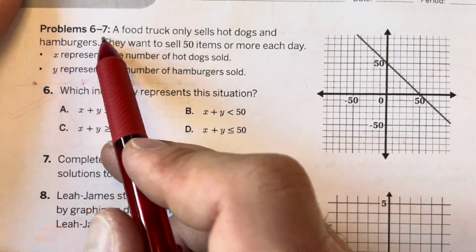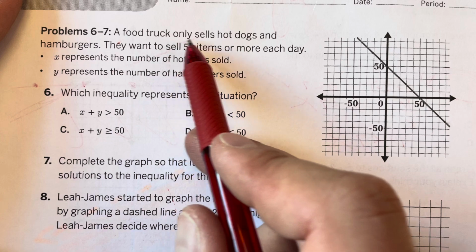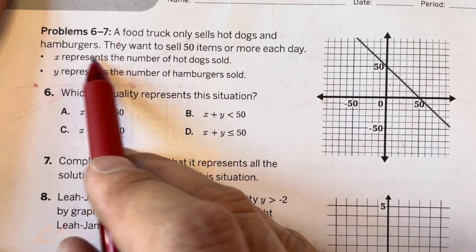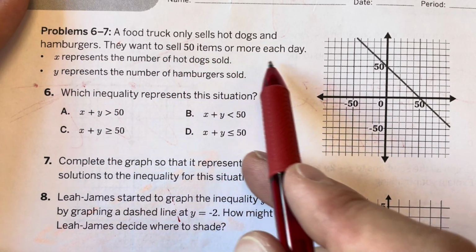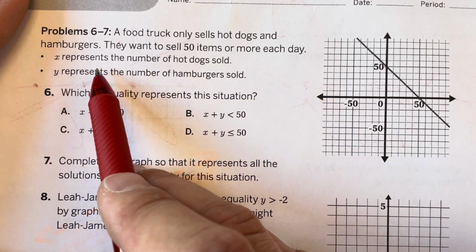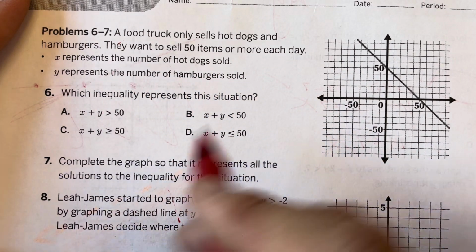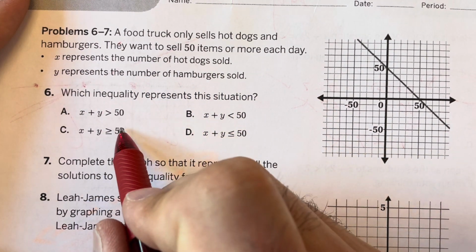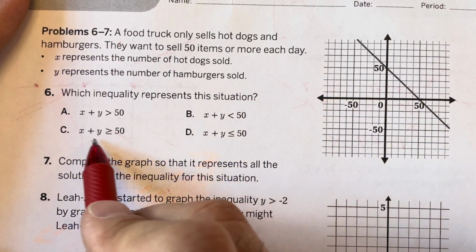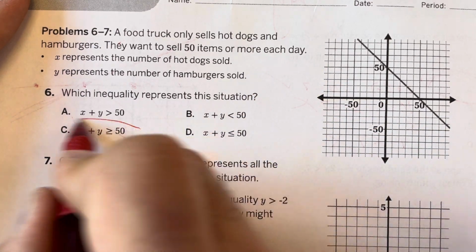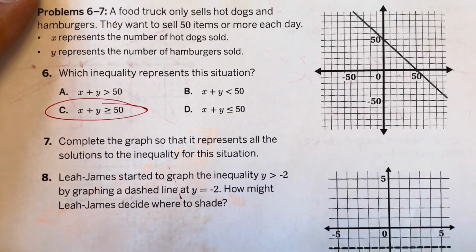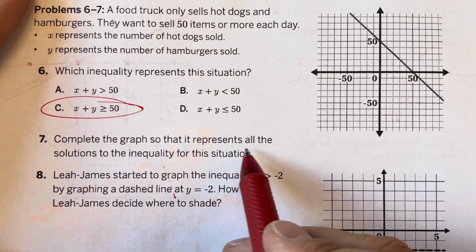This one, 6, 7, you're welcome. A food truck only sells hot dogs and hamburgers. They want to sell 50 items or more each day. So x plus y has got to be greater than or equal to 50. See, that's the inequality we want. Complete the graph so it represents all the solutions.